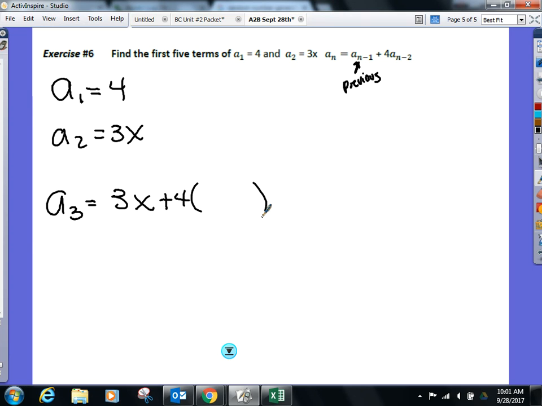So I'm going to take the previous term and add 4 times the one before that, which would be what in our case right now? Read it through. Previous term plus 4 times the term before that one. And I end up with 3x plus 16. Can I go any further? You know who's going to go further? You and your group right now, to find me the 4th and 5th term. Okay? Come on.